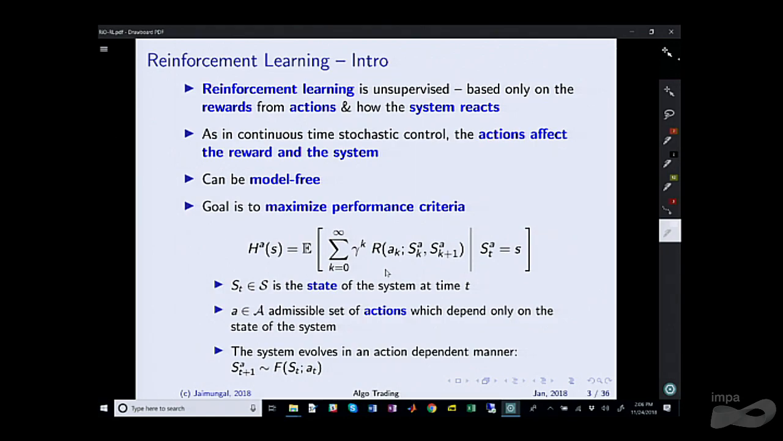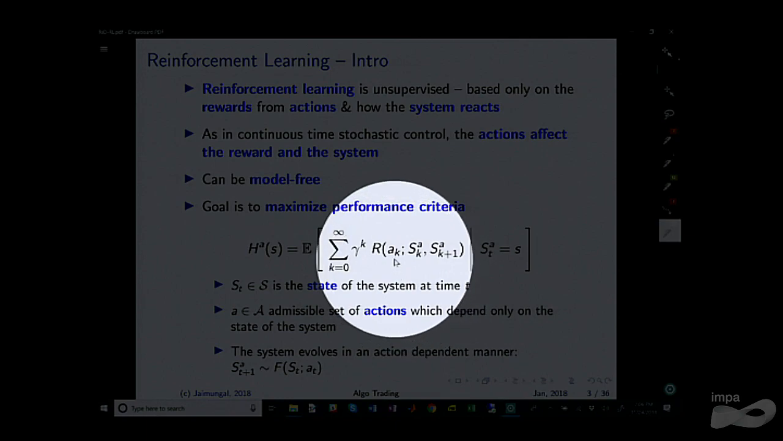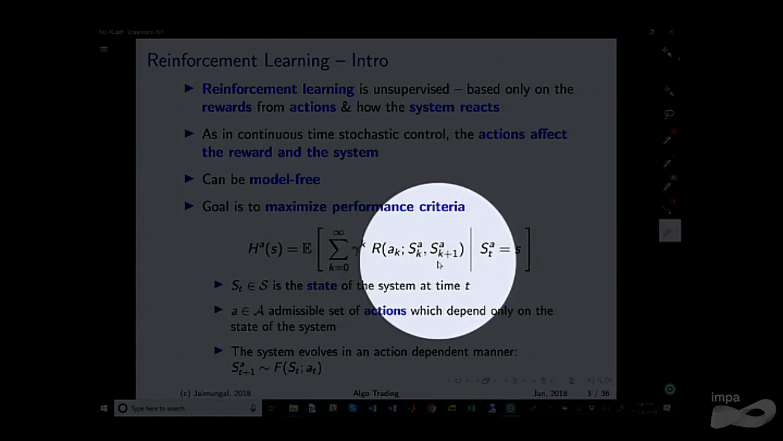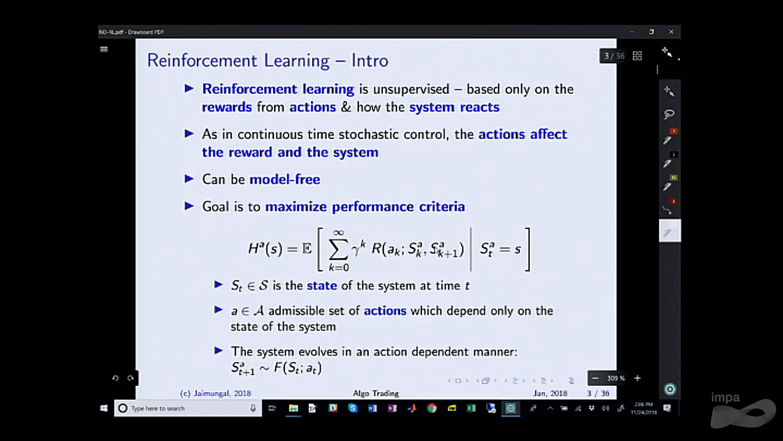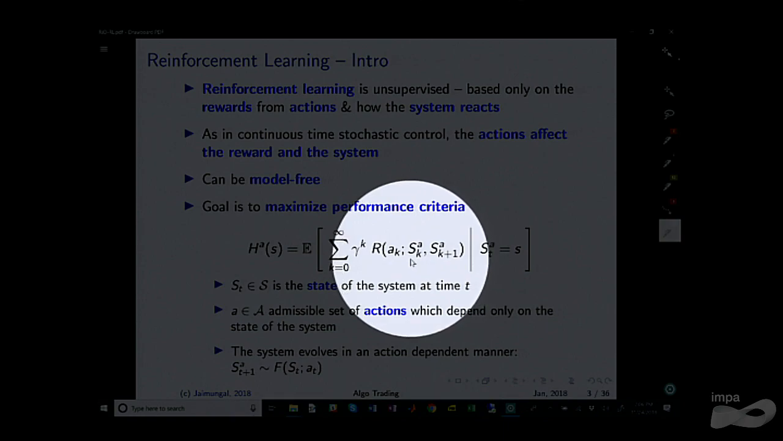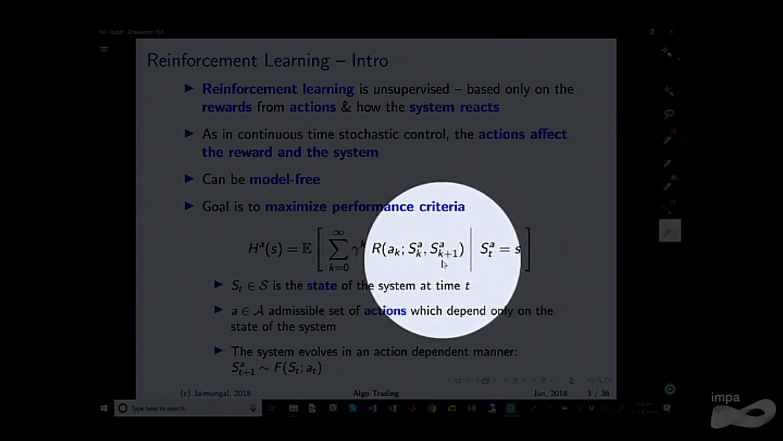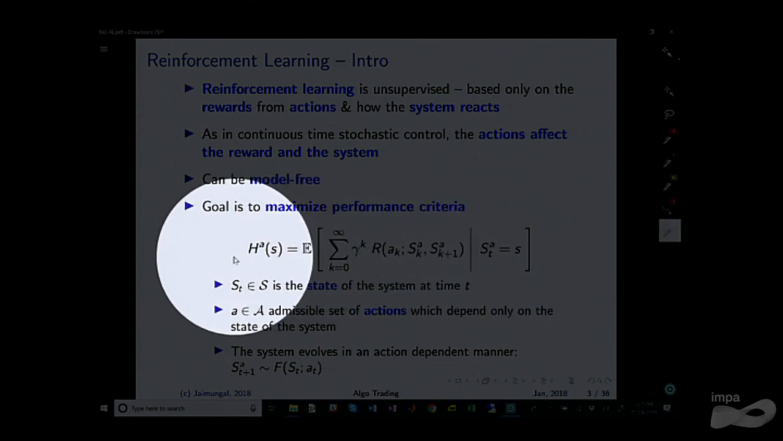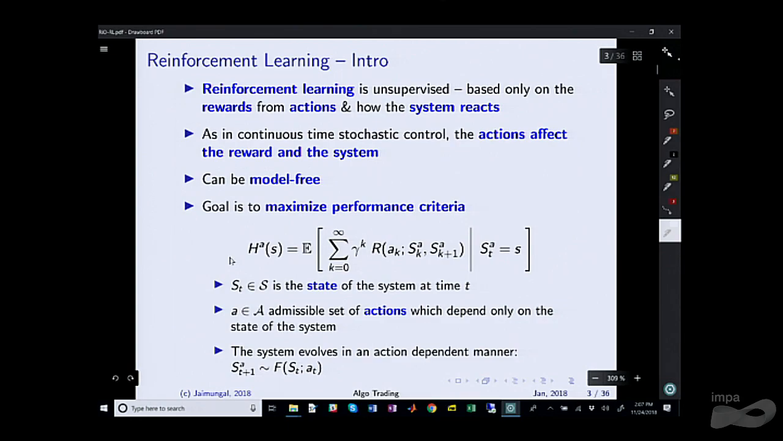R there represents the reward that you receive by taking an action A at time step k when the system is in state Sk, and then it moves to state Sk plus 1. That is how you read this. So this is a reward for taking action A when the system starts at time step k in Sk and ends up at state Sk plus 1. If you condition on starting at a particular point, this is the analog of what we would, in math finance, use as a value function. So it's kind of a value function for an infinite time horizon problem.